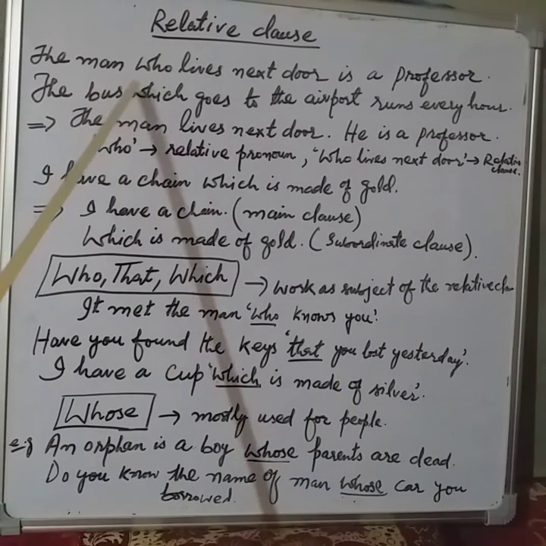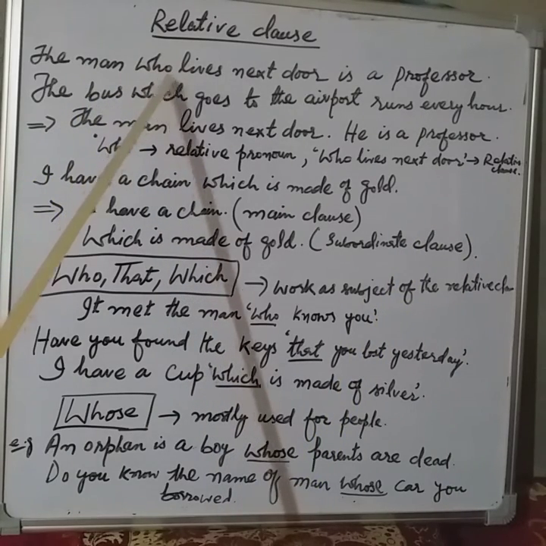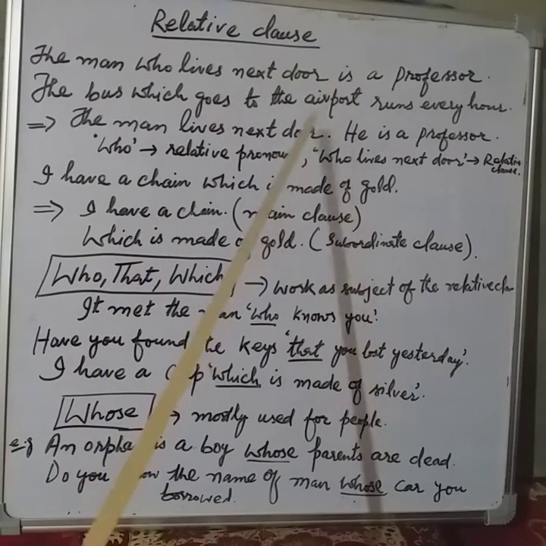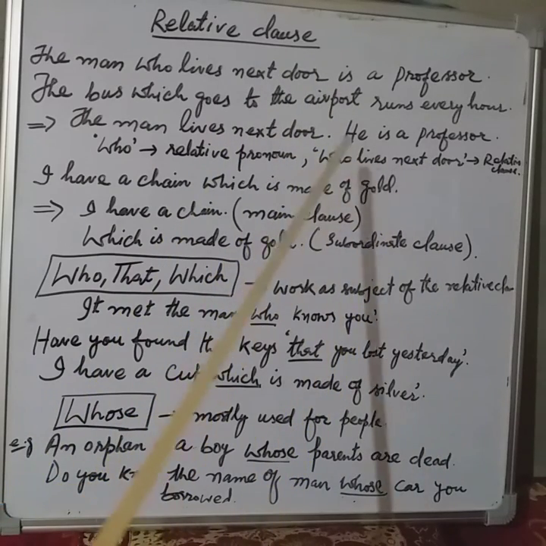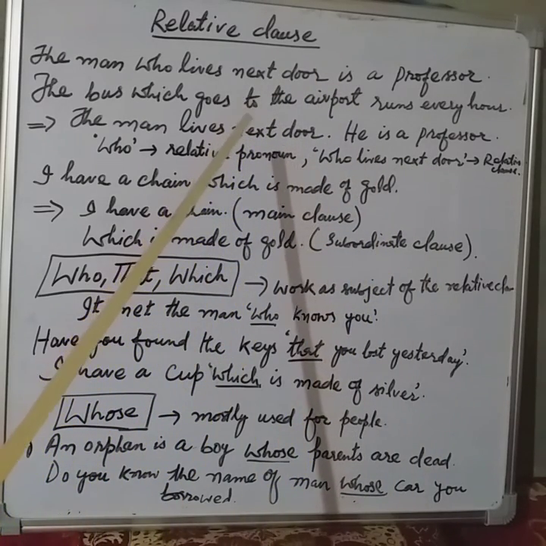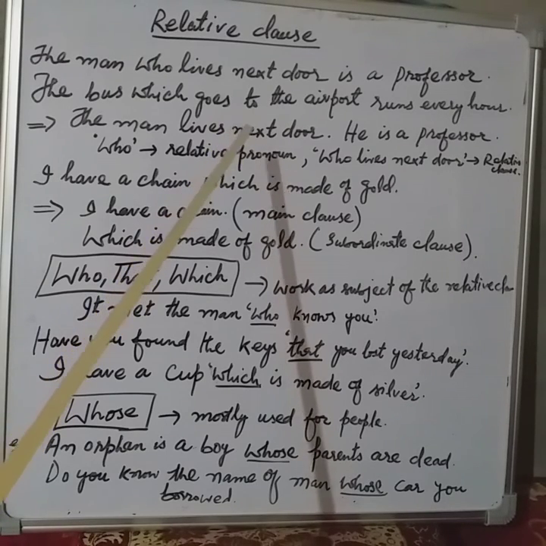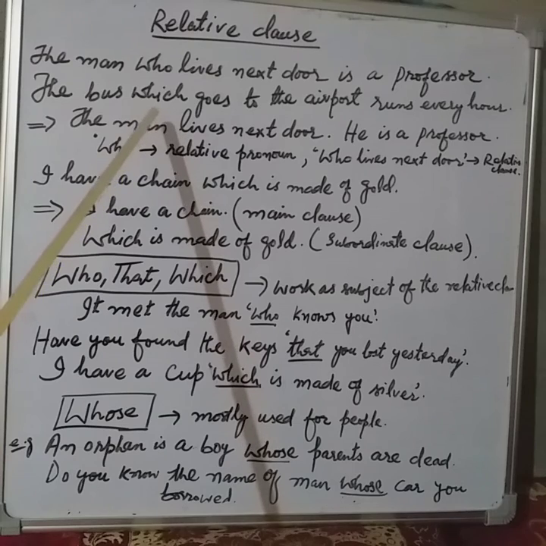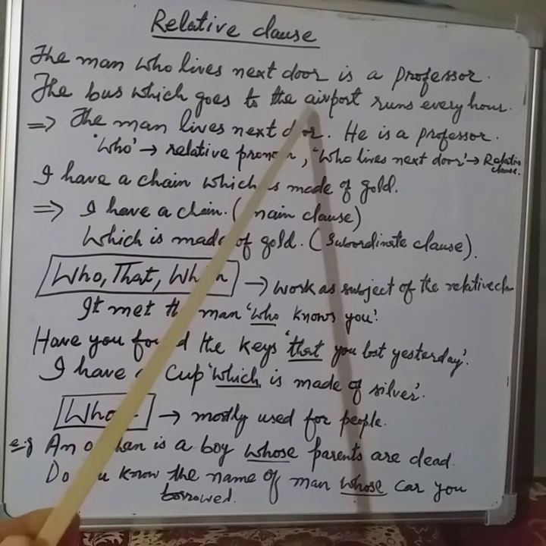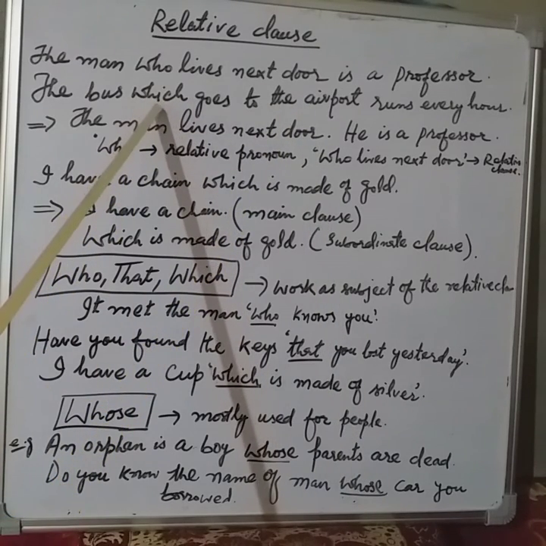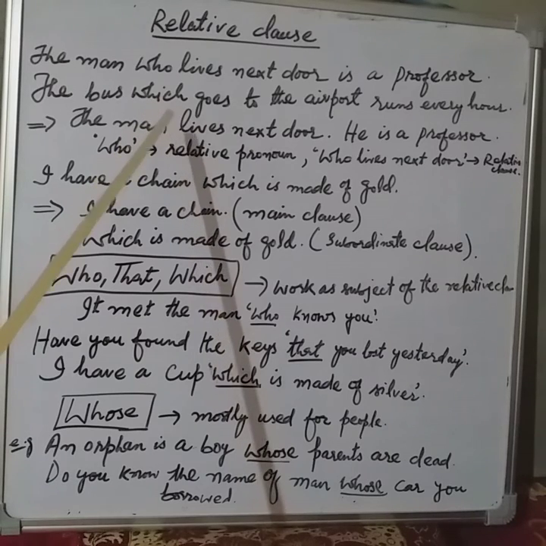So in this sentence, who is a relative pronoun, whereas who lives next door, this very part, becomes a relative clause. As I have already told you, a relative clause always begins with a relative pronoun. Similarly, in the second sentence, which goes to the airport becomes a relative clause. Got it? Now, let's go to another example.